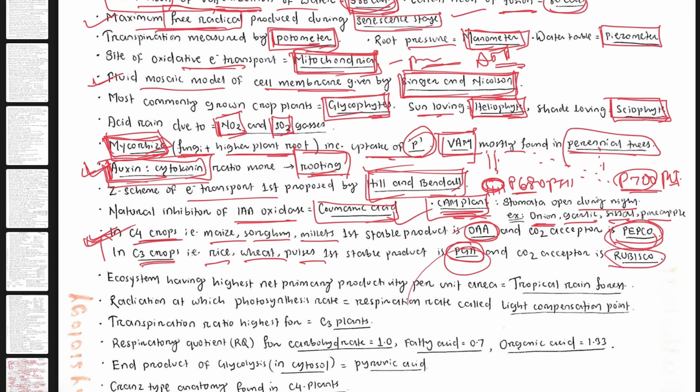So the examples of C4 crops, then examples of C3 crops, what is the first stable product of C3 and C4 crops, what is the carbon dioxide acceptor enzyme that acts in C4 and C3 crops. These are important and are frequently asked in different competitive exams, right? So you have to remember these points.